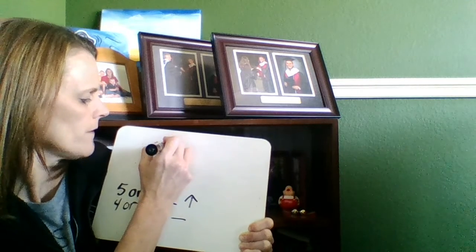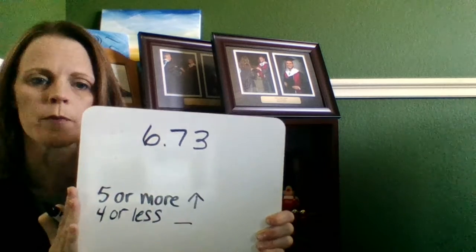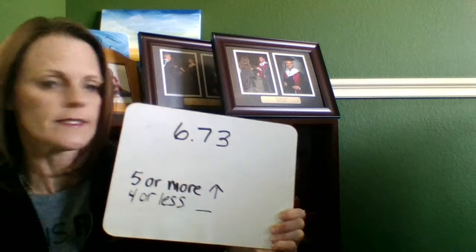Okay, we're going to do one more. Let's say I want to round it to a whole number. So I've got 6 73/100ths, and I want to round it to a whole number. A whole number means it's not a decimal.